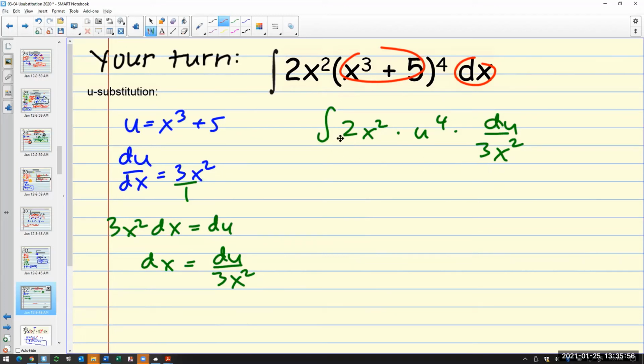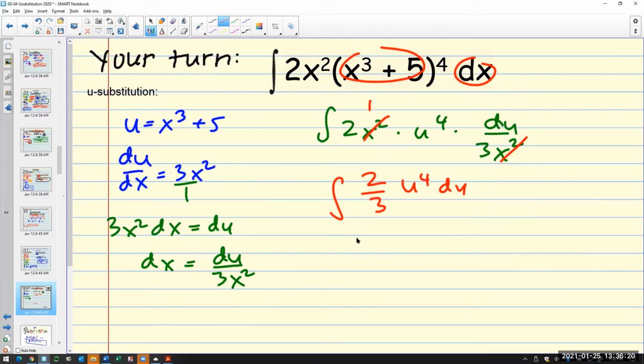Then you ask yourself, I want to get this to be all u's, okay? So if I have x's, if I don't have x's, that's great. But if I have x's, do my x's cancel out using real algebra? Using real algebra, do they cancel out? Yes. So x squared divided by x squared is 1. So if I rewrite this problem, I have 2/3 u to the 4th du. It's still an integral problem. I haven't taken the integral yet.